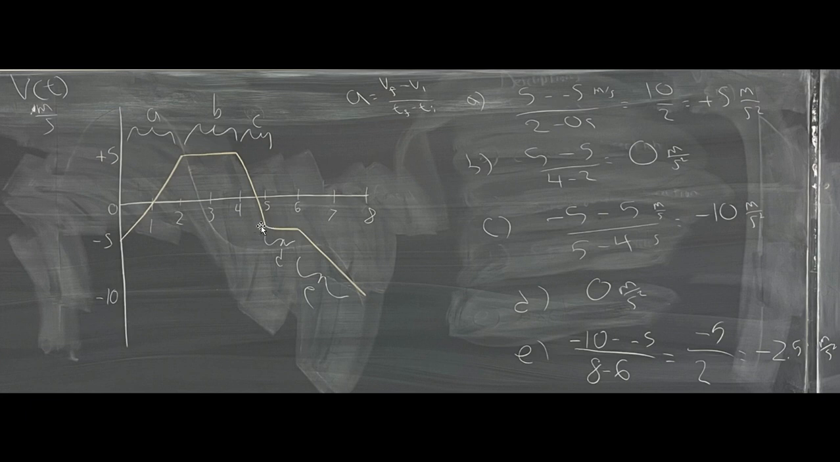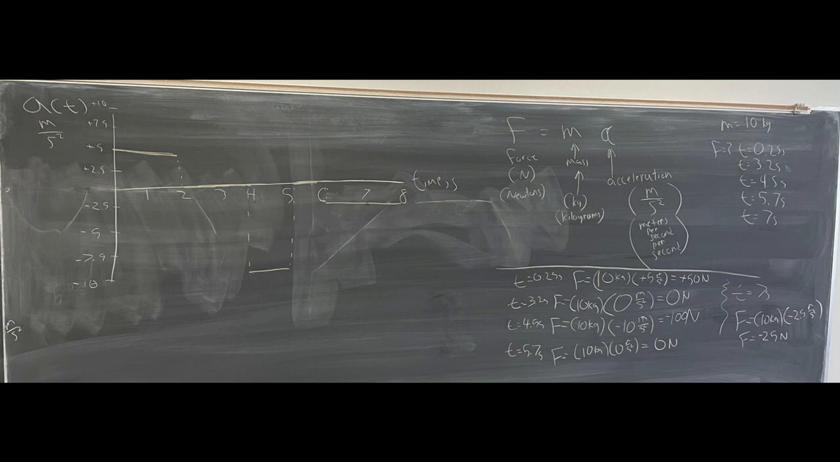From 5 to 6, we have another zero slope, and then from time 6 to 8 seconds, we went from negative 5 to negative 10 meters per second. So negative 10 minus negative 5 divided by 8 minus 6 gives us negative 5 meters per second divided by 2 seconds, or negative 2.5 meters per second squared. This is all to help us draw an acceleration versus time plot, which in this case, we'll just plug in the values of our slopes from velocity versus time.